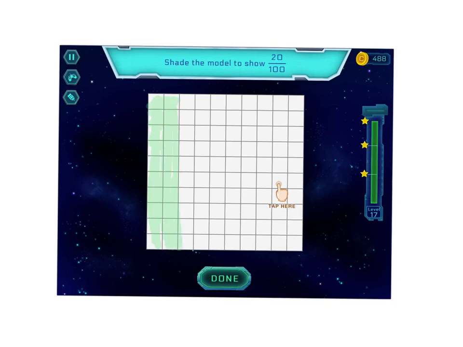My job is to color in 20 of them. So you just touch and shade in 20 out of the 100 to show that fraction.